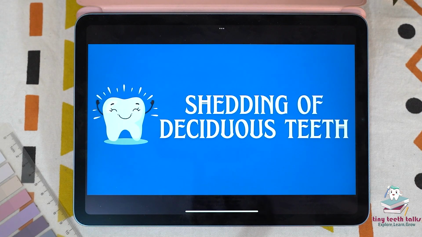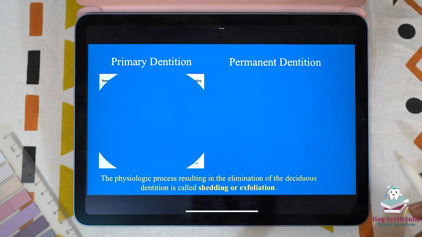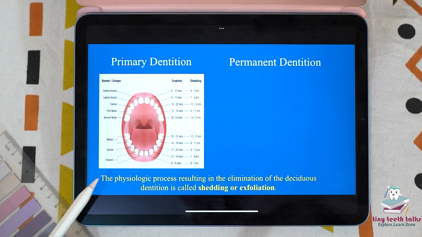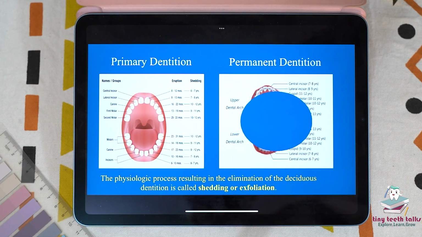We already discussed how the tooth erupts with the theories of tooth eruption. Today we will discuss the shedding of deciduous teeth. Human dentition consists of two generations. The first is known as the deciduous dentition and the second is permanent dentition.